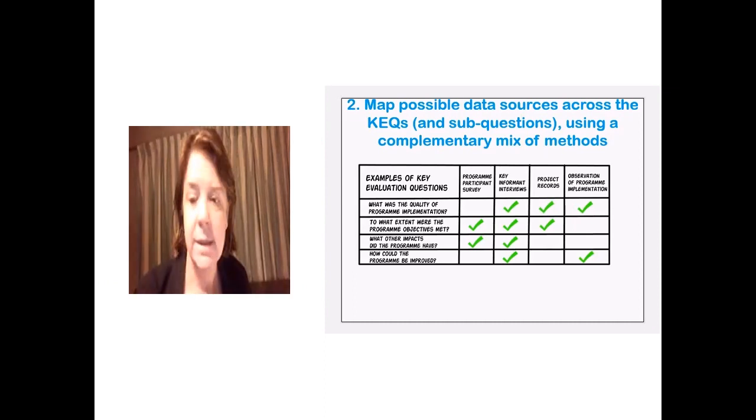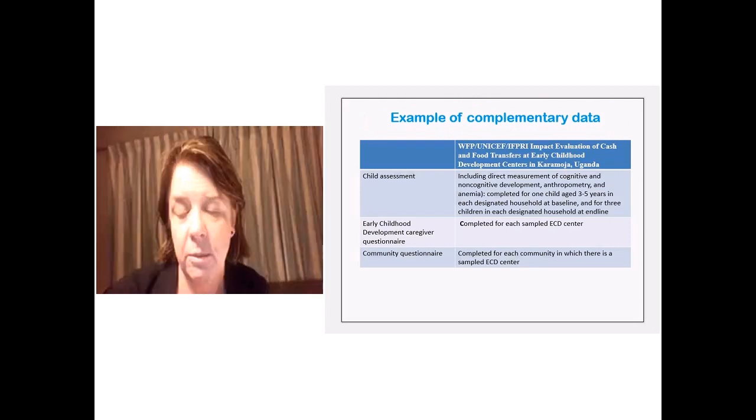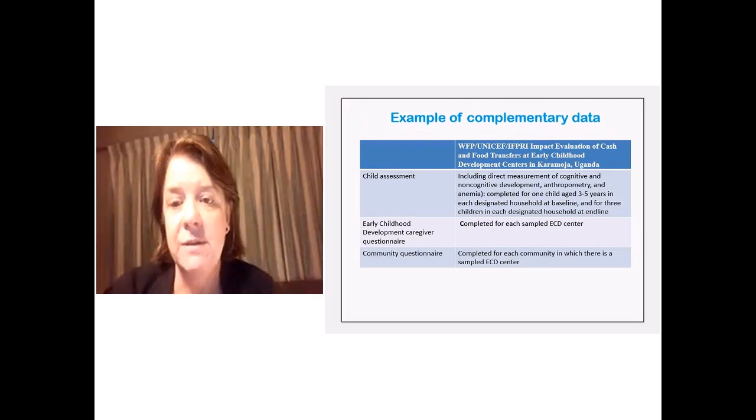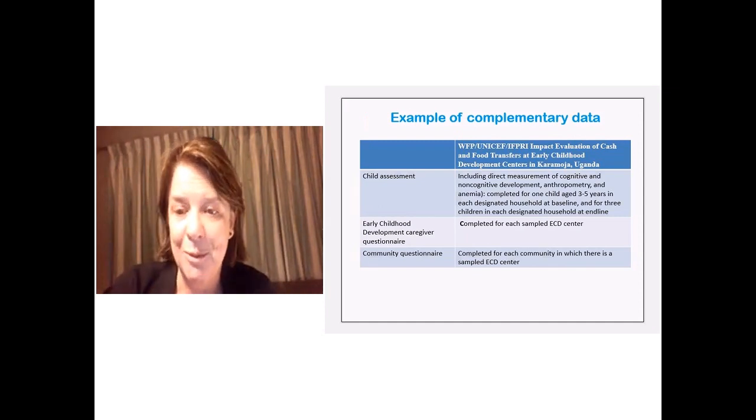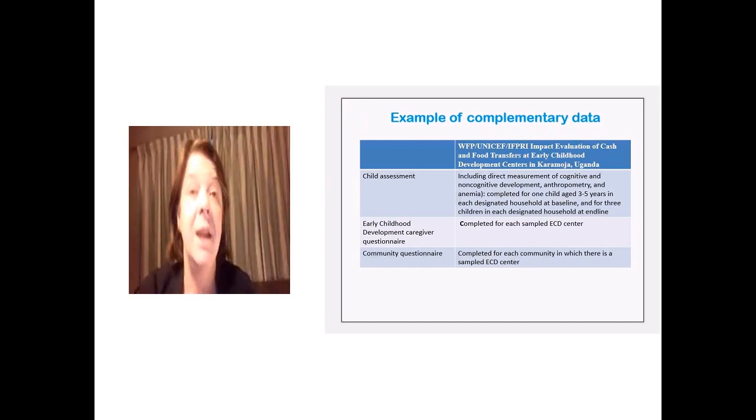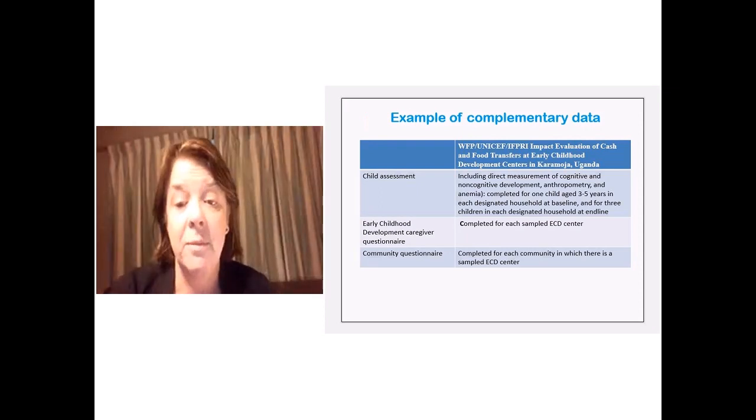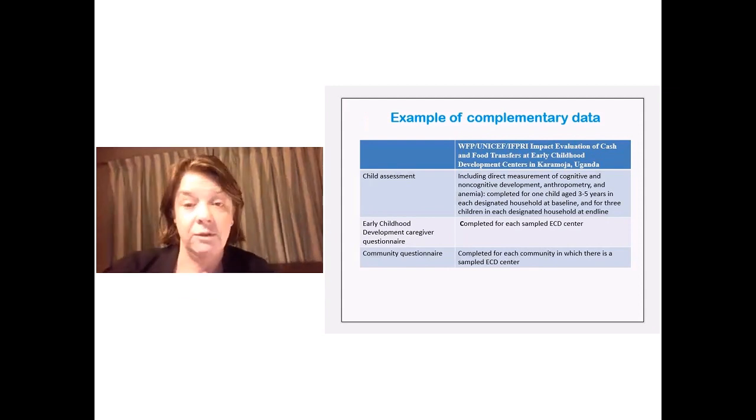So here's an example from one of the impact evaluations of cash and food transfers, where they had a range of information around child assessment. They had some direct measurement, they did some tests, they did some anthropometry, they tested for anemia, and then they had some sampling about who they tested for that. They did a questionnaire with the caregiver for each of the centres, the early childhood centres, and then they had a community questionnaire. So, you know, you have a range of data that's filling in the different pieces of the puzzle that you're trying to understand.